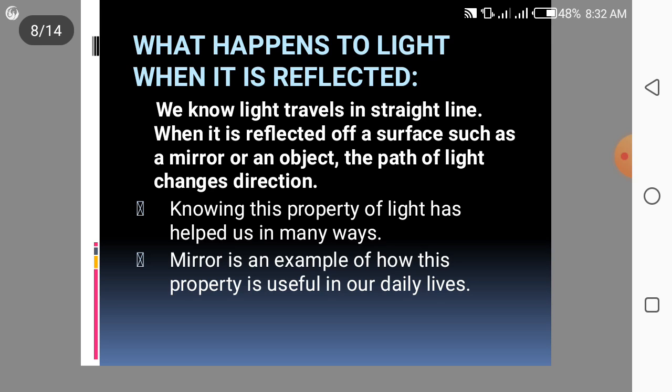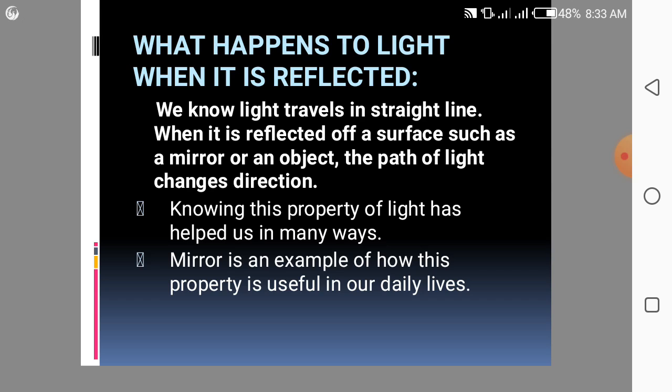Now, what happens to the light when it is reflected? We know light travels in a straight line. When it is reflected off a surface such as a mirror or an object, the path of the light changes direction. Knowing this property of light, light has helped us in many ways. Mirror is an example of how this property is very useful in our daily lives.